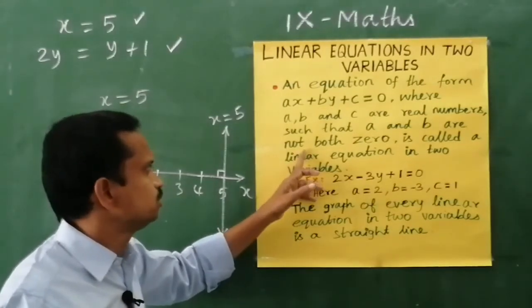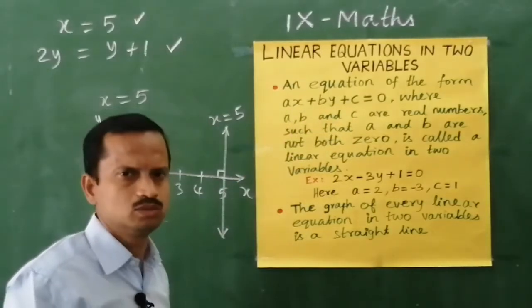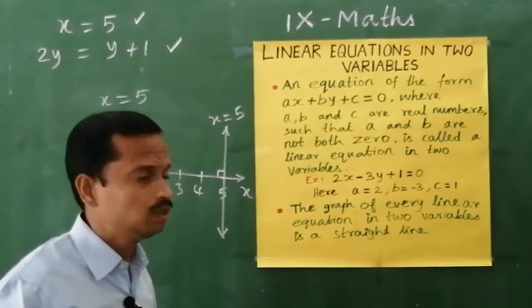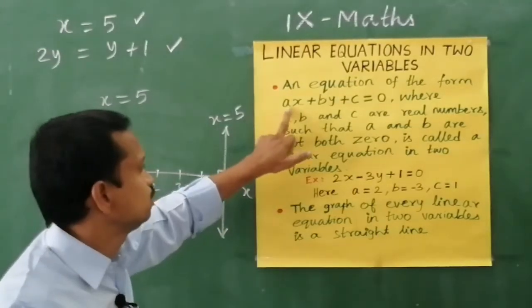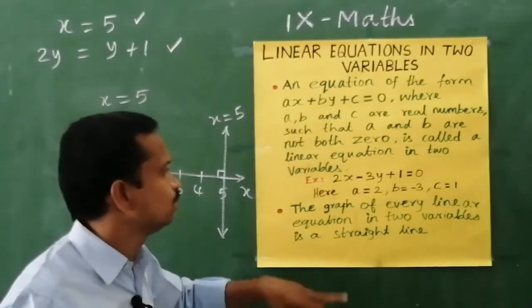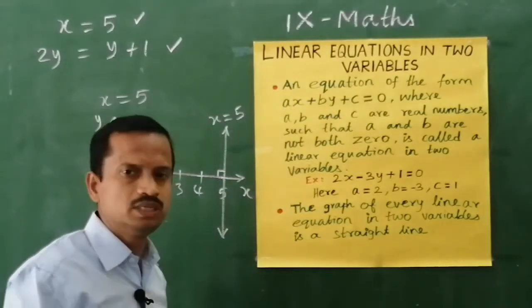The condition is that the coefficient of x and the coefficient of y should not be 0. If they become 0, then we cannot get the two variables. So, the condition is that a and b are not both 0. This form is called the general form of the linear equation in two variables.